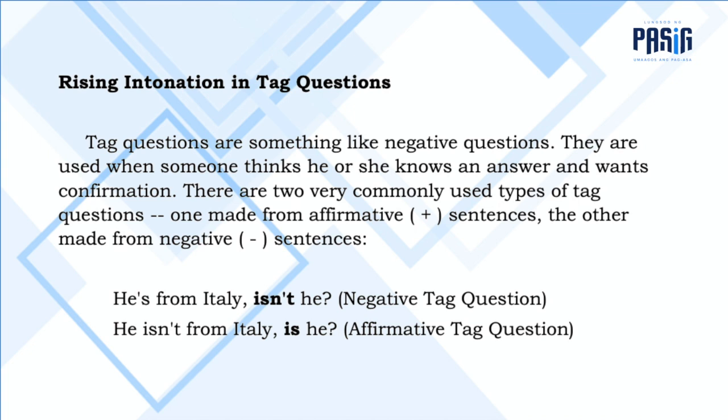For example, he's from Italy, isn't he? It's a negative tag question. He isn't from Italy, is he? Affirmative tag question.